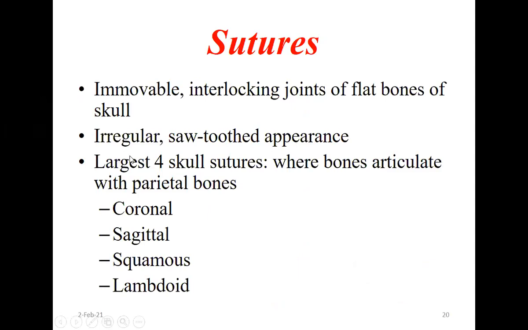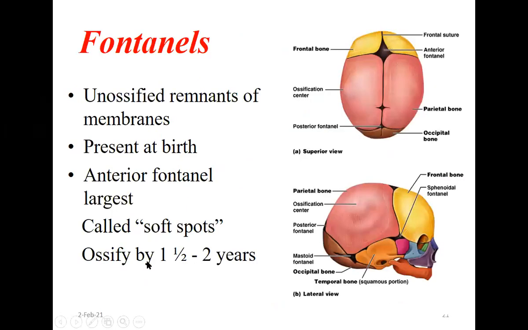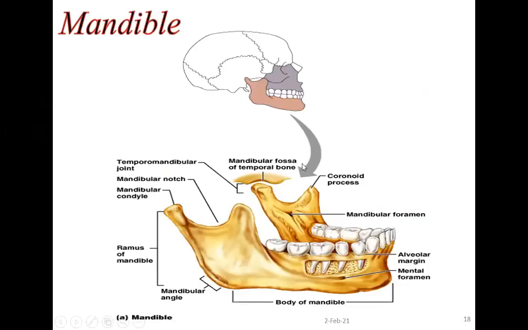So the largest four skull sutures, which are present where bones articulate with the parietal bone, are the coronal, sagittal, squamous, and lambdoid. So there are four important sutures. If you see here, this is called the coronal suture. Then we have the parietal suture. This is called the lambdoid suture.